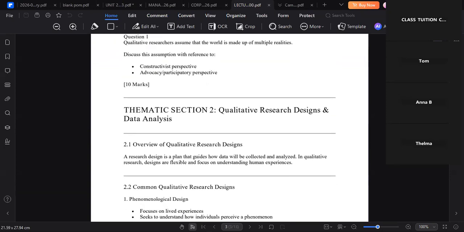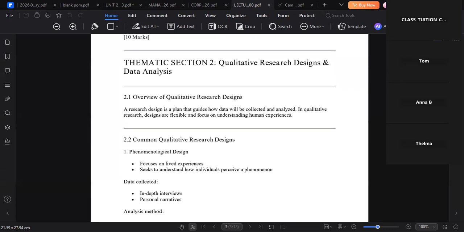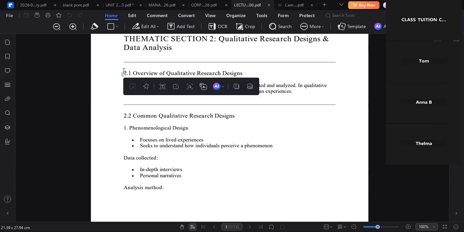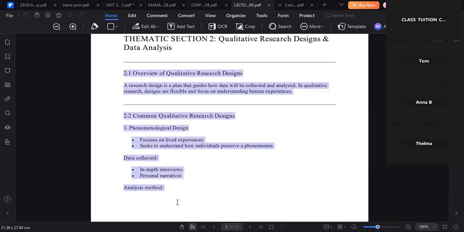My main concern today is to look at the research designs. What is a research design and how does it help in research? So we have many types of research designs under qualitative and under quantitative research. So what is the research design?